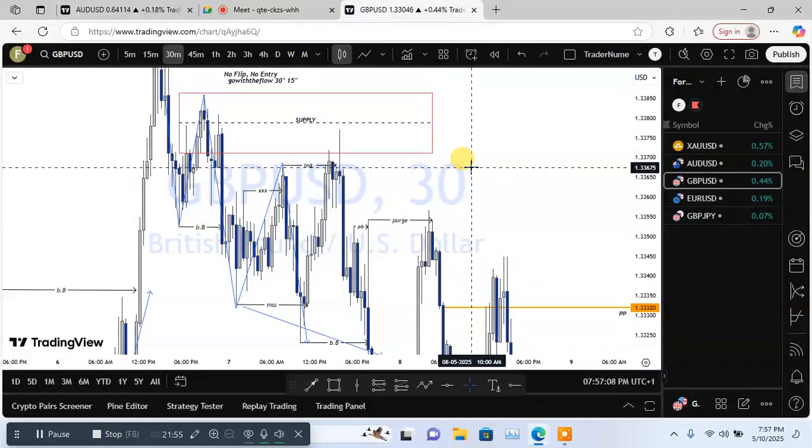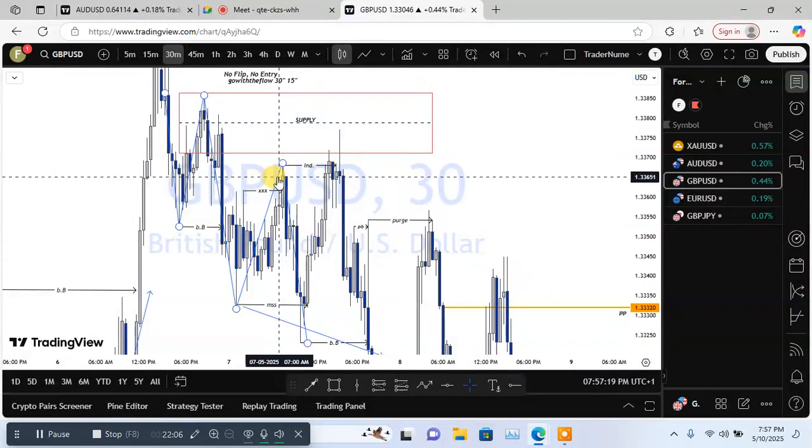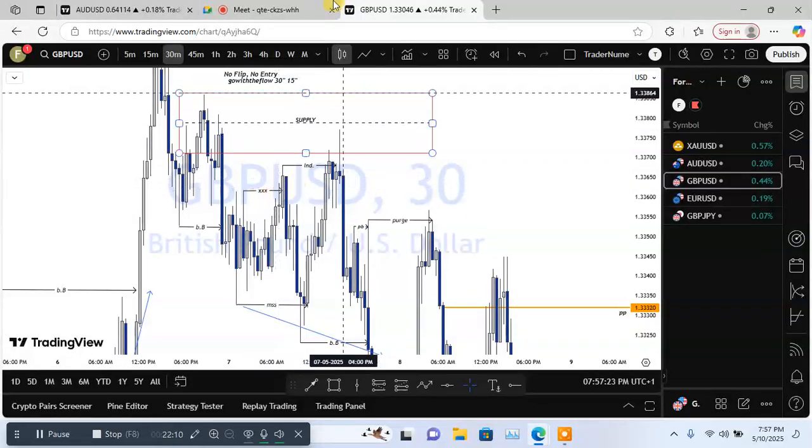Now I'm going to stop here for now, and let me just ask if you have any question. If there's any other thing you want me to clarify for you concerning market structure, supply and demand zone, you can tell me.